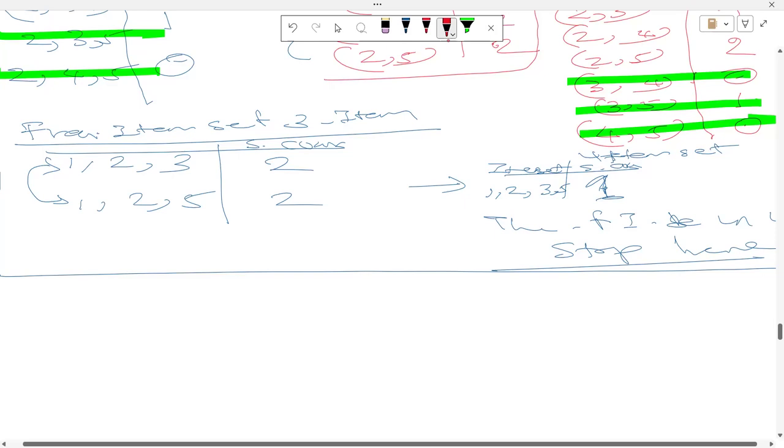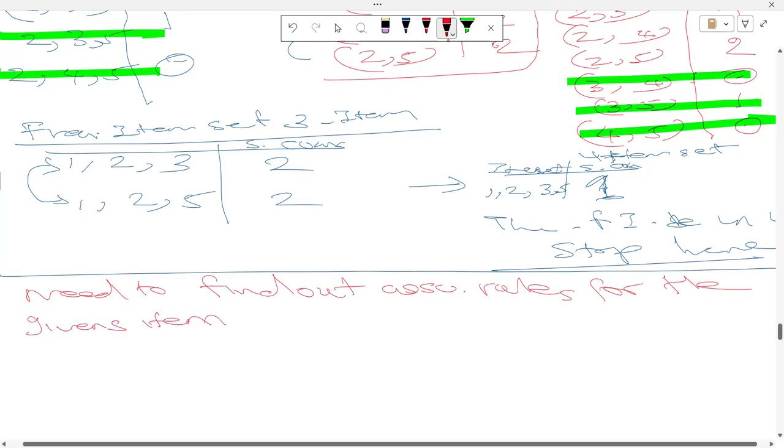in the question, I'm asking you to generate these tables. After that, I'm telling you to find the association rules for the given item set, right? So I am giving you an item set. Let's say I'm giving you the item set 1, 2, 3, and I'm asking you to calculate the association rules for this item set, right? Maybe this is a normal procedure, but the actual thing is you need to do it for all the item sets.